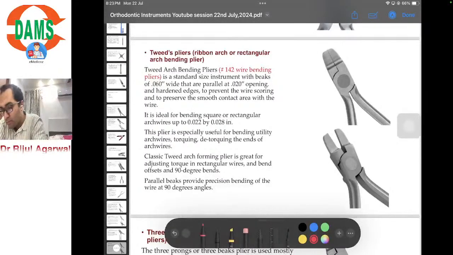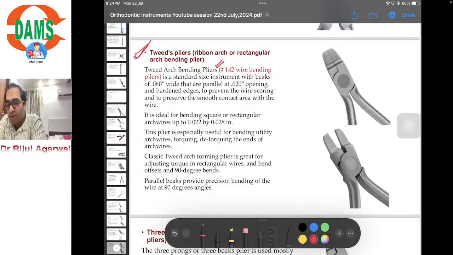Again, similar to 139, this is the second plier which is most important for your exam. This tweed plier has again been asked in your previous INI exam. So this is a tweed plier or ribbon arch or rectangular arch bending plier, similar to plier number 139. Its number is 142. A standard side instrument with beaks of 0.060 inch wide that are parallel.